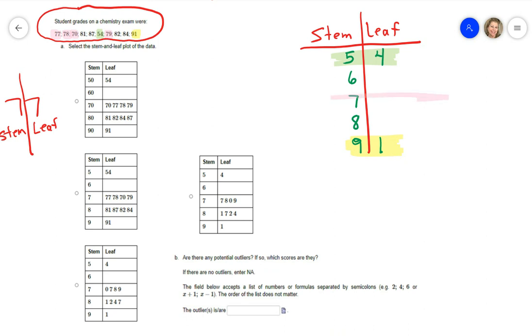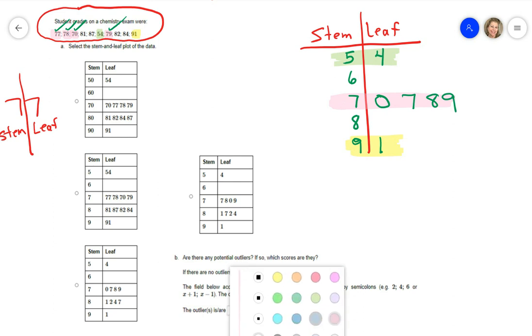So when you go to do all these 70s, you're supposed to put the leaves in numerical order from smallest to largest. So when I look at these, the smallest is the 70. So I'll put a 0 here. 77, 78, and 79. 77 is next. Then 78 and 79.